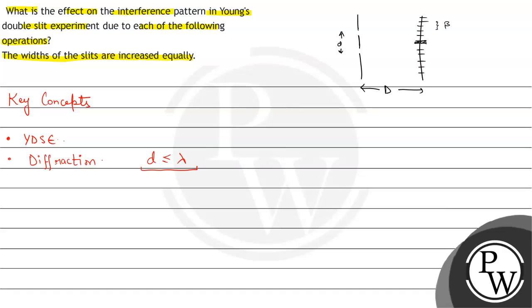Now, let us check what is being asked in the question. The question asks us, if the widths of the slits are increased equally, then what will happen to the interference pattern? Let us write it in our solution part. For the solution, we have the slits increasing equally. So S1 keeps on increasing, and S2 is increasing also. S1 and S2 are the aperture sizes of each slit.